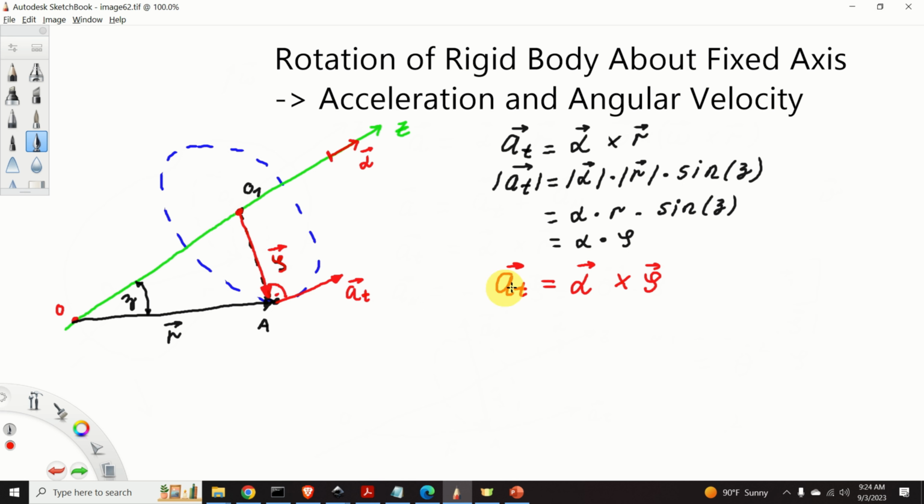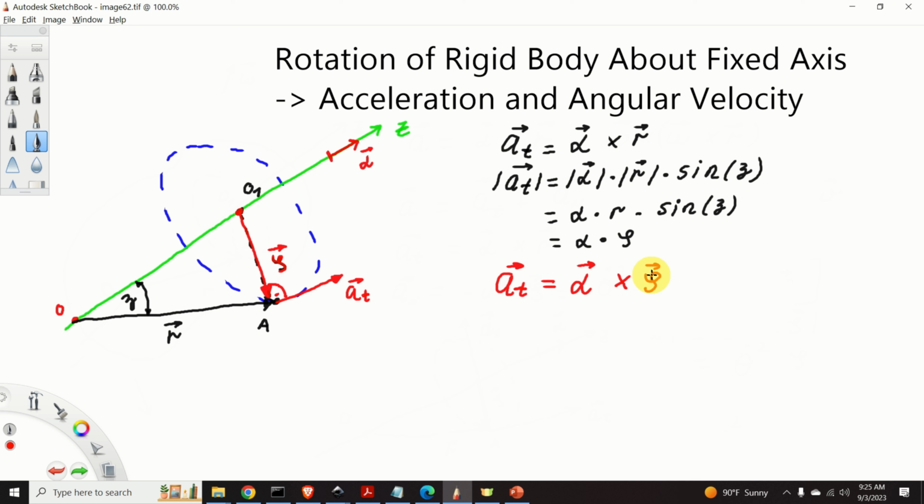Let's see why we can write AT like this. First of all, AT is perpendicular to rho. This follows from the fact that AT is a tangent to the circular trajectory, and rho is actually the radius of this circular trajectory, and a tangent is perpendicular to the radius vector. Secondly, AT is perpendicular to the axis Z, that is, it's also perpendicular to alpha, and the directions completely match according to the right-hand rule and according to the definition of the vector cross product.